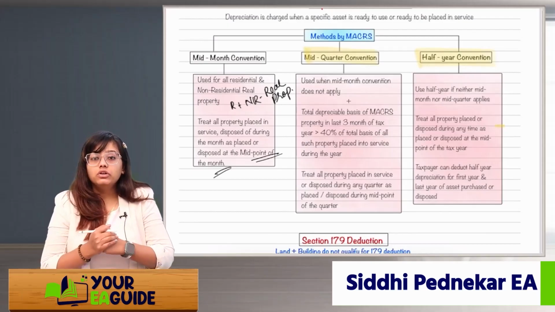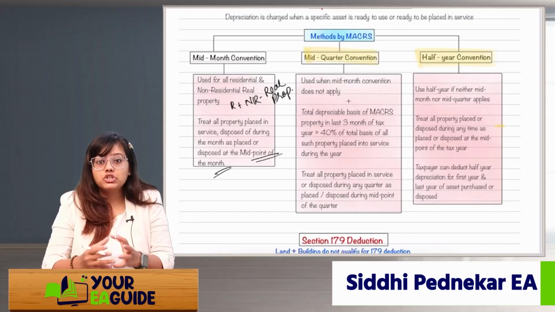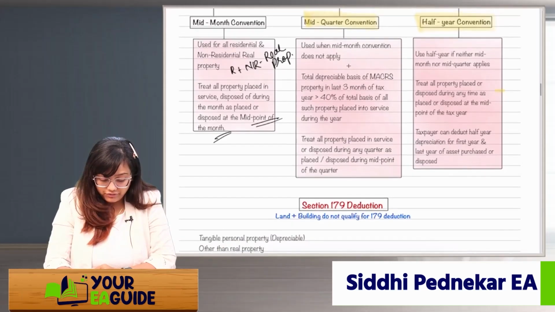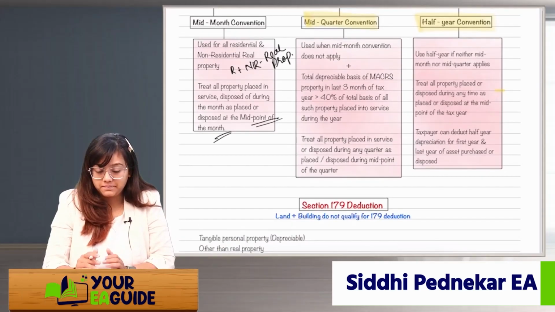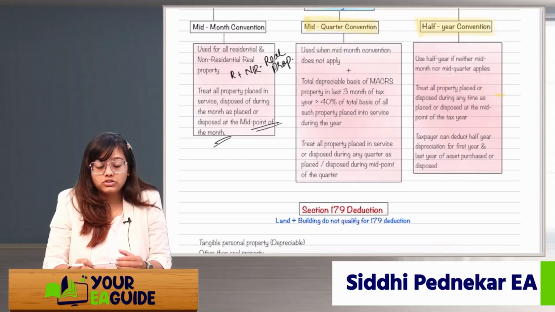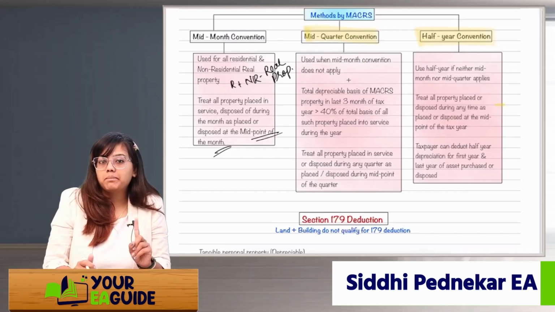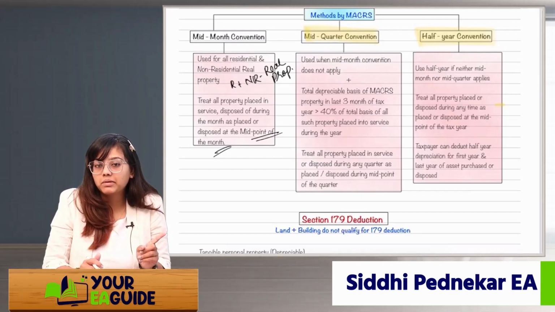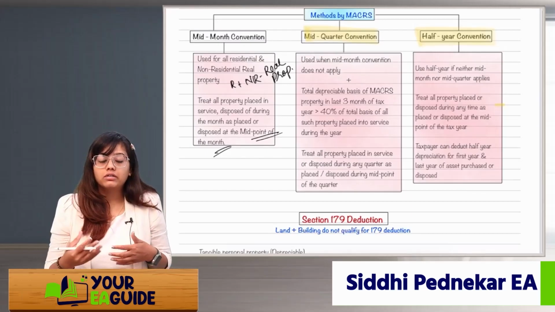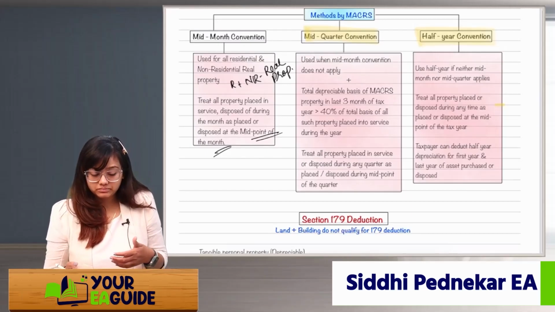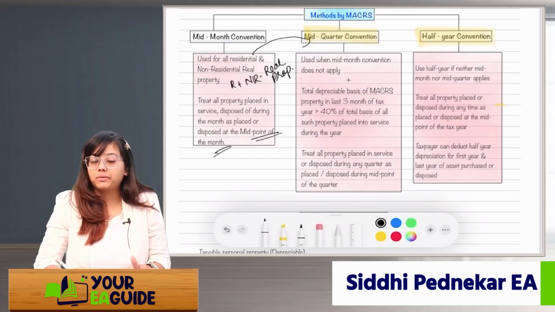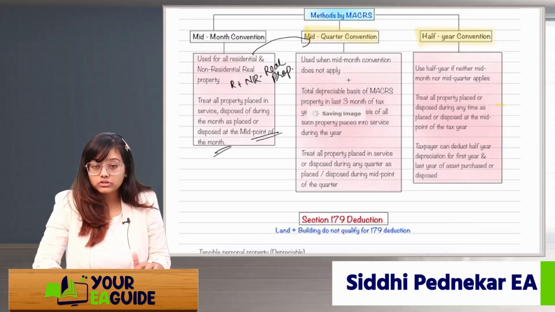Okay. So if the property is a depreciable property, first the mid-month convention is used. Mid-quarter applies when mid-month is not applicable, that is, if it's a property other than real and non-residential real property. If it's other than this property, then we will move to the mid-quarter, right? But in mid-quarter also there is one criteria.